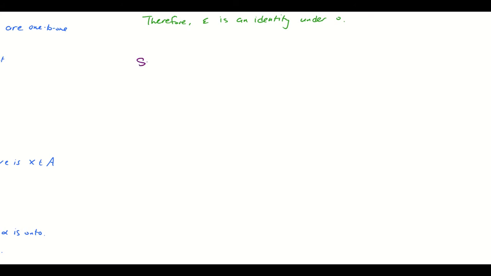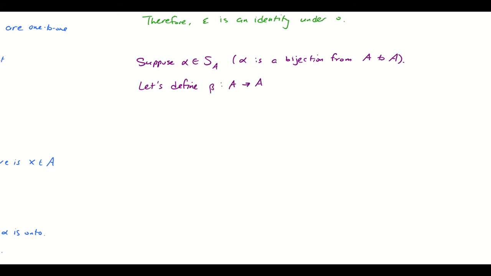Okay, so suppose alpha belongs to S sub A. That is, alpha is a bijection from A to A. I'm at least going to try and define what would be the inverse of this alpha. So let's define a new function, which I'll call beta for now, and later on it'll turn out to be alpha inverse, and we could just call it that. From A to A as follows.